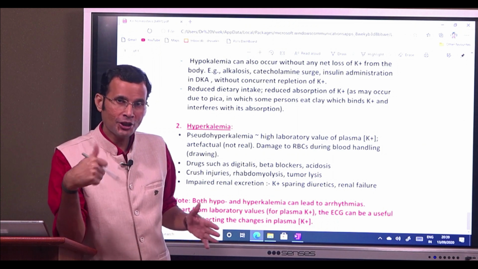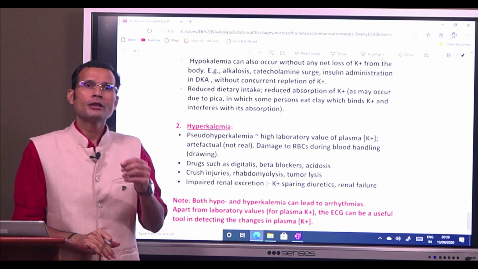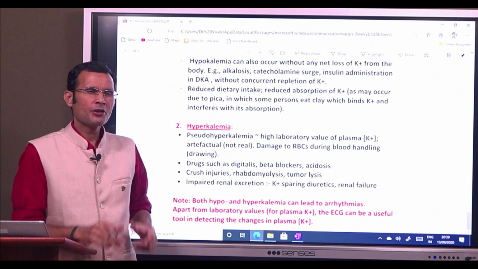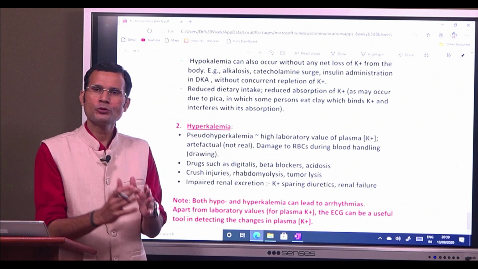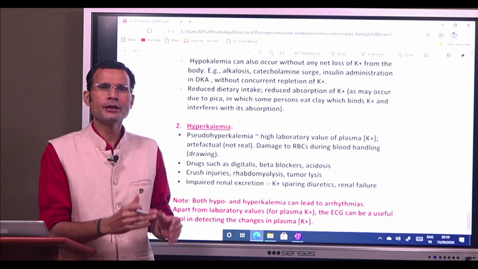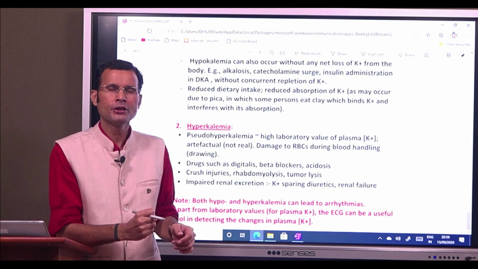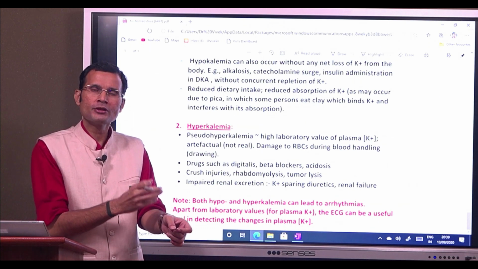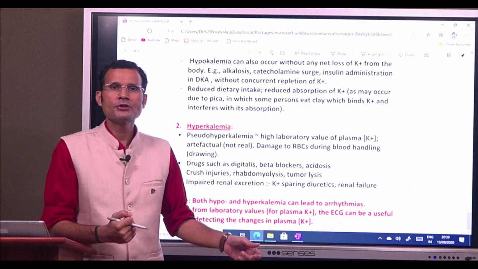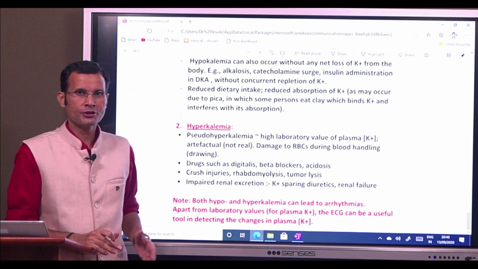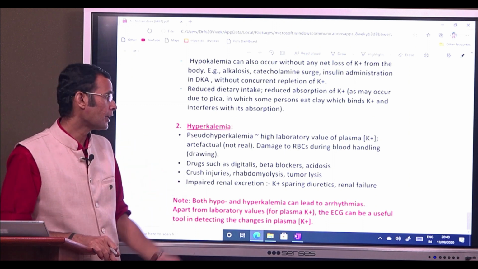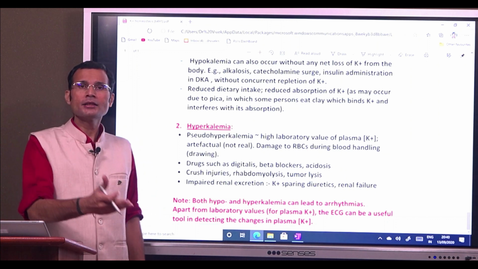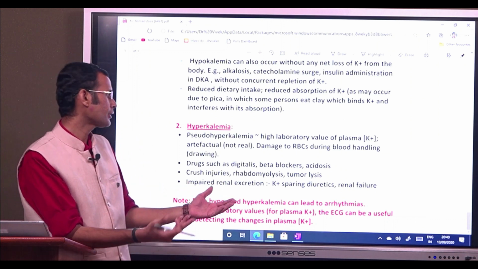Well, first I mentioned pseudohyperkalemia. Now I am mentioning the real hyperkalemia. Tumor lysis syndrome, rhabdomyolysis, crushing injuries. Suppose there was an accident and there was a crushing injury, skeletal muscles have been crushed, the musculoskeletal system has been crushed. So potassium from the cells comes massively into the circulation, causing hyperkalemia. So that's that.